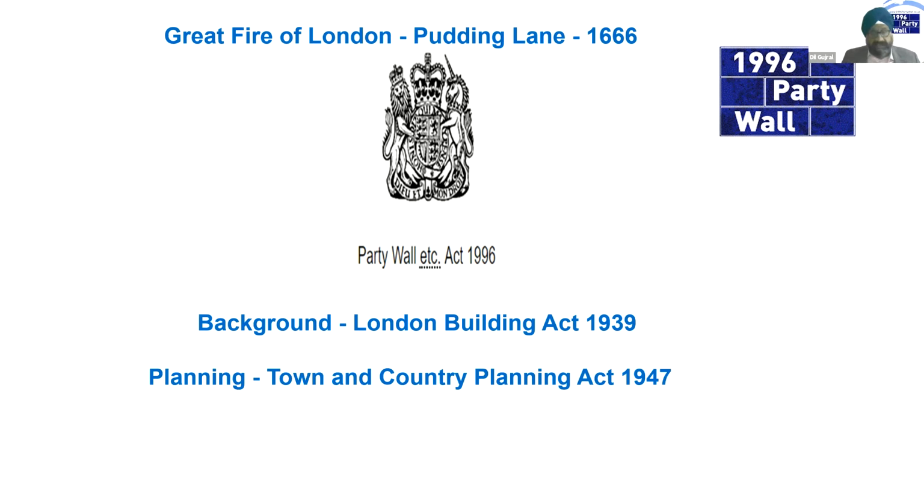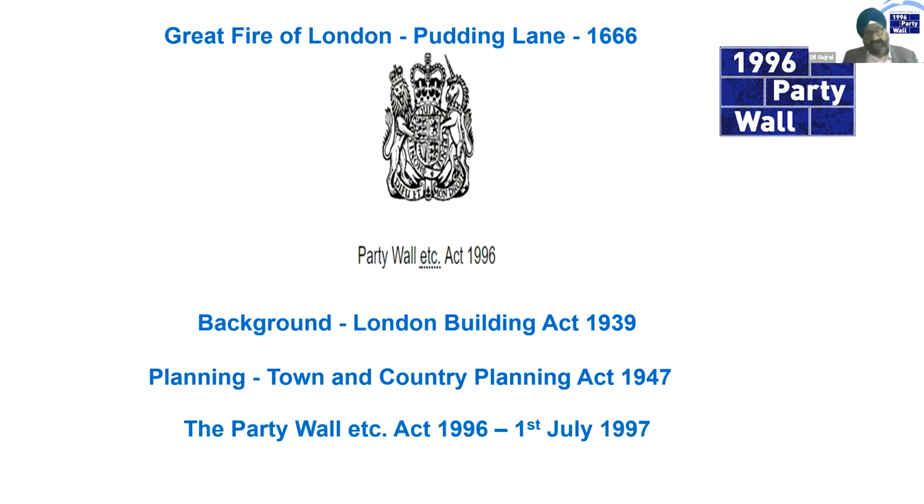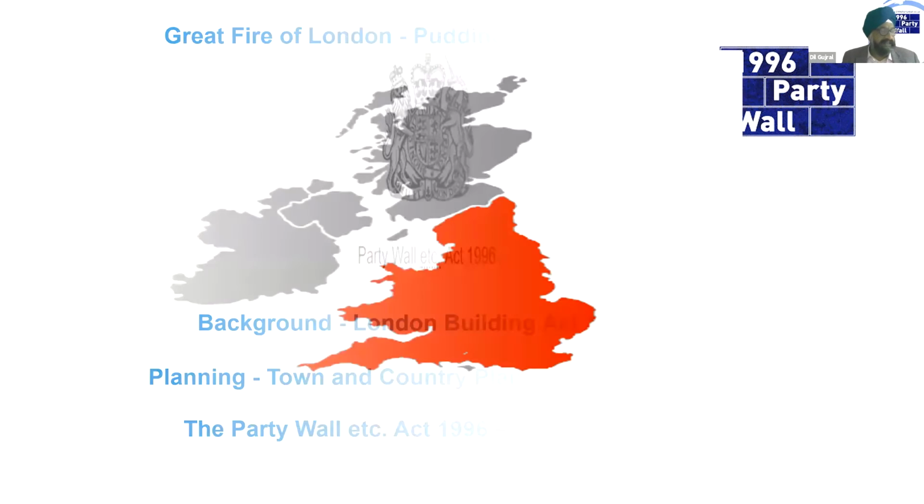We're all familiar with planning and the planning procedures. When they brought over planning, they left the element of the Party Wall Act behind, so they didn't bring that over. And on the 1st of July 1997, the Party Wall Act came into force, which is the element of the London Building Act that was left behind. The other element of law that was brought over was the Building Control Act, building control. So that legislation also comes from the London Building Act 1939.